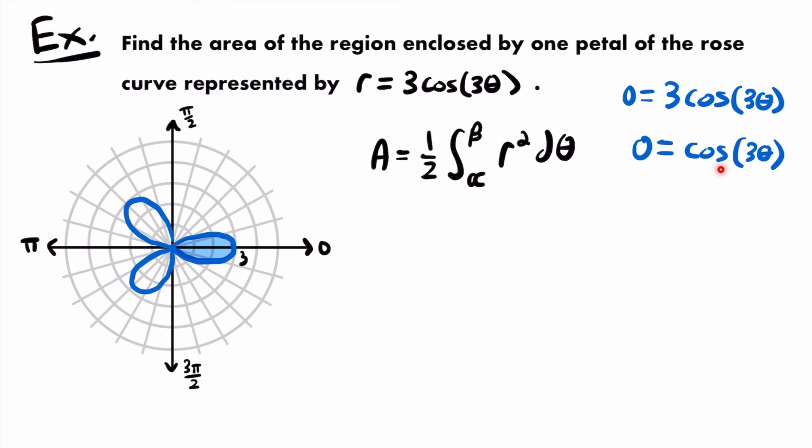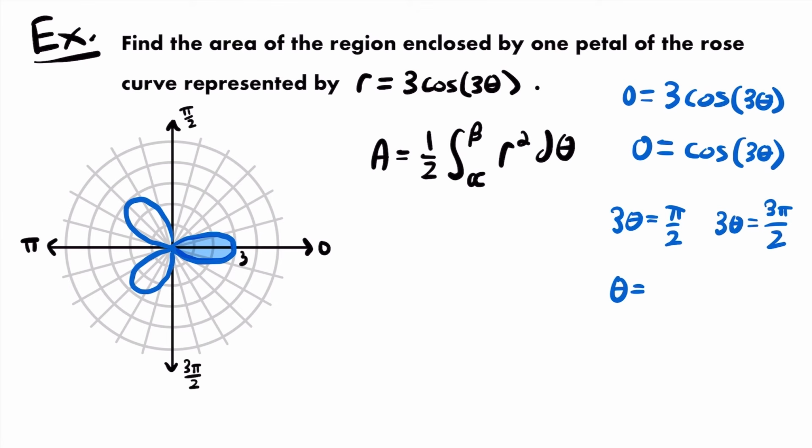Well, we know that cosine of pi divided by 2 and 3 pi divided by 2 is equal to 0. And so we just have to determine what value of theta would make this whole angle within cosine equal to pi divided by 2 or 3 pi divided by 2. So all we have to do is set 3 theta equal to those two angles. So we'll have 3 theta is equal to pi divided by 2, and 3 theta is equal to 3 pi divided by 2. And now we just have to solve for theta. All right, so if we do that, we'll divide both sides of these equations by 3. That will solve for theta.